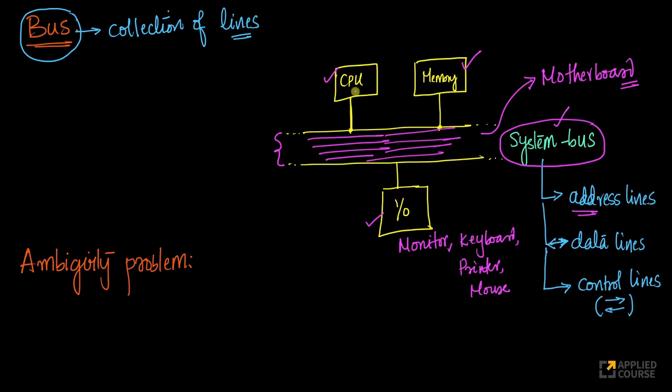Remember, just like the way we saw the CPU interfacing with memory, right? We had address lines, we had data lines, right? Data lines are bidirectional, address lines are unidirectional. We also had control signals like read, write, all of that stuff.